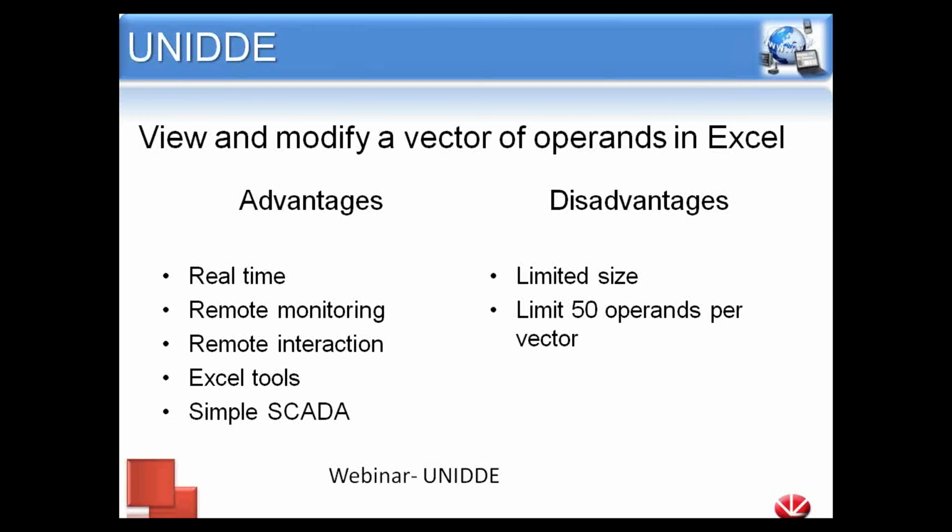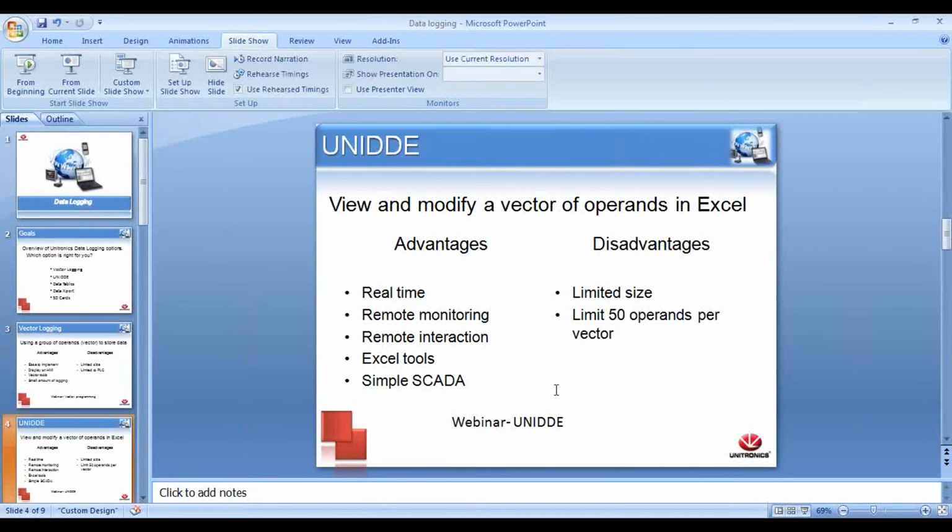The disadvantages of this type of logging is the limited size. Since we are reading vectors, we will again be limited to the amount of operands in the PLC. And also in the Unid DDE software, we are limited to 50 operands per vector. Now we can monitor multiple vectors from multiple PLCs, but the maximum is 50 operands per vector. So what I would like to do now is an example of Unid DDE.